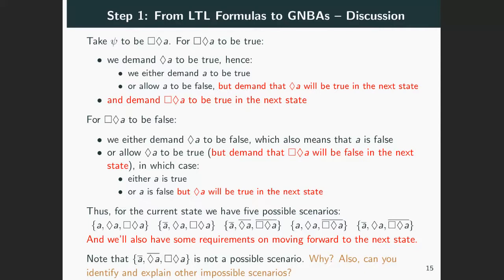For example, the combination not A, not eventually A, and always eventually A is not consistent. As an exercise, please think of why this is the case. Also, can you indicate other inconsistent combinations?